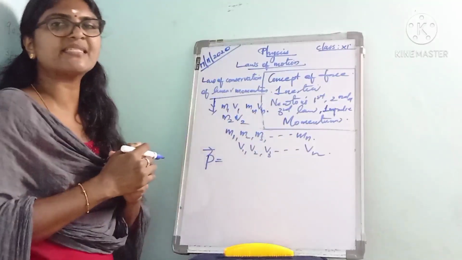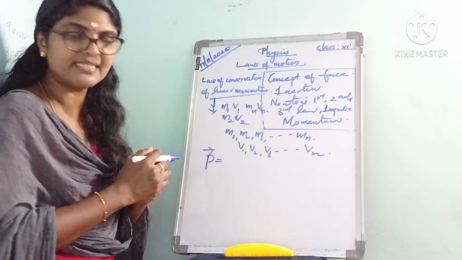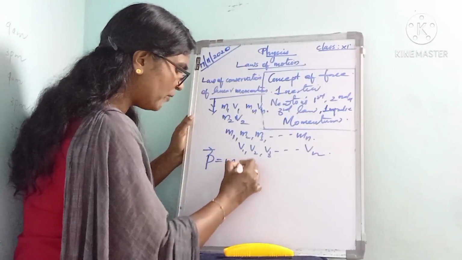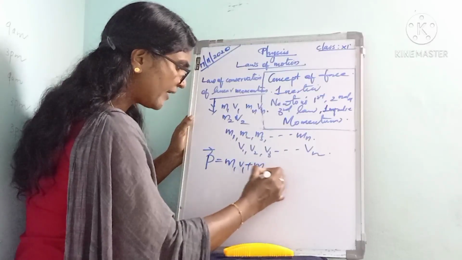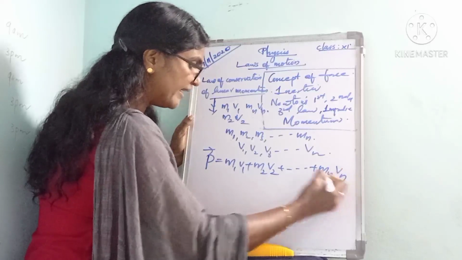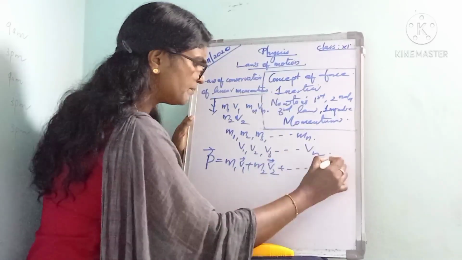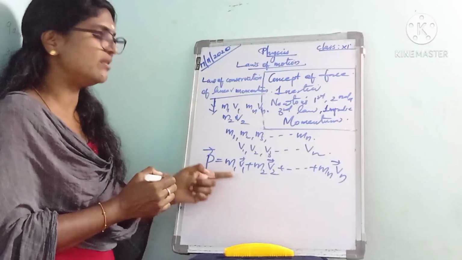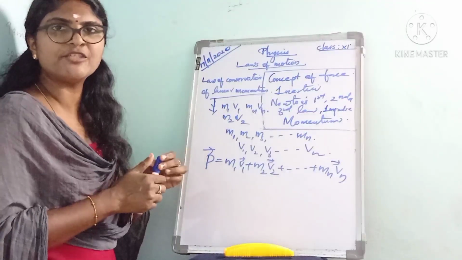Then how can we represent the total linear momentum of this system? Actually, it is m1 v1 plus m2 v2 plus etc. up to mn vn. Its total linear momentum P is equal to m1 v1 plus m2 v2 plus etc. up to mn vn.